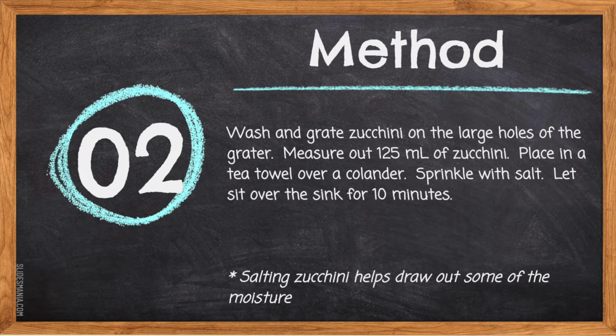Step 2. Wash and grate zucchini on the large holes of the grater. Measure out 125 milliliters of zucchini. Place in a tea towel over a colander. Sprinkle with salt and let it sit in the sink for 10 minutes. Salting zucchini helps draw out some of the moisture.